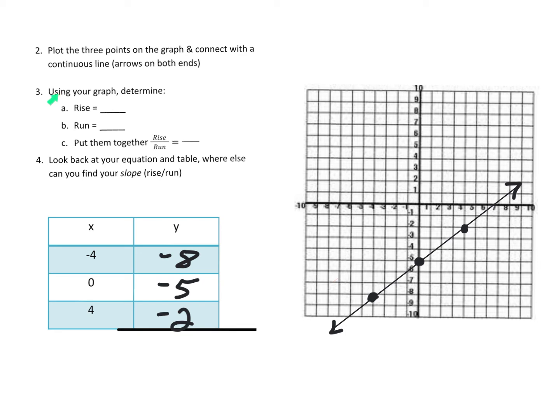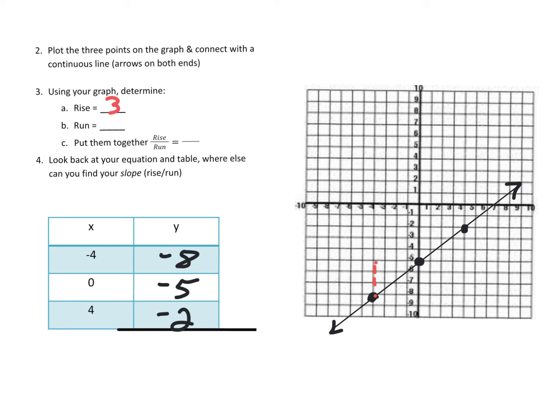Now let's jump here. Let's return up here. I'm sorry. It says using your graph, determine the rise, determine the run, and then put them together as rise over run. So what that means is looking at these points. All right. What is the rise to go from one point to the next point? So notice this one here is at -8, and it goes up to -5. Well, that is a rise of 3 units. I could draw it out like this. I have to go up 3 units to get to this one, okay? So we could say it's a rise of 3.